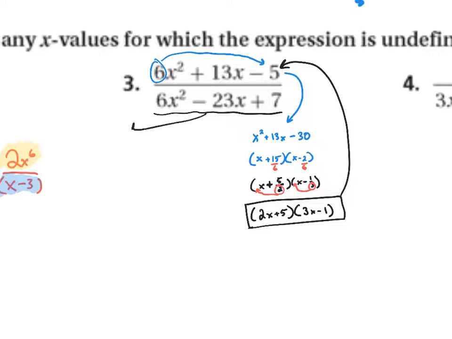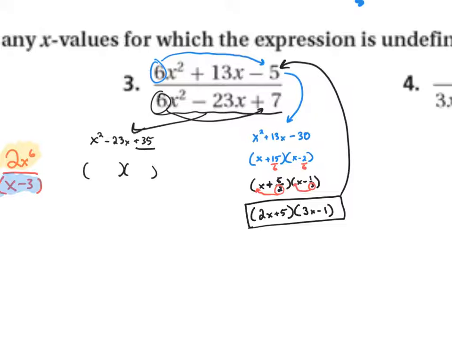Now let's take this one over here. Let me do a little slide and divide here. So I'm going to get x squared minus 23x plus 35. Two things that multiply to 35 and add to negative 23. Let's see if I can figure that out. Boy, that's tough.